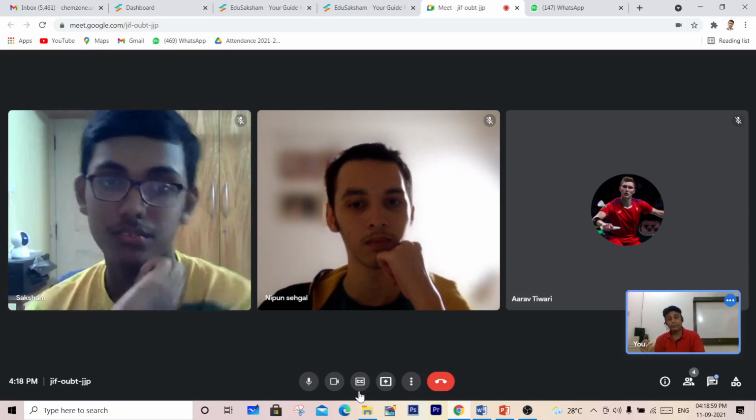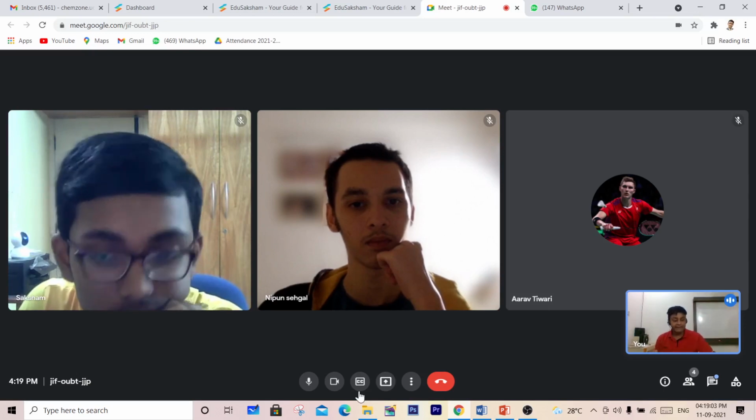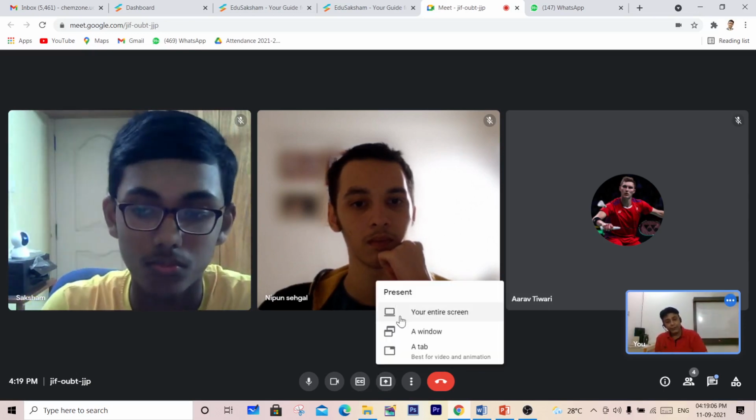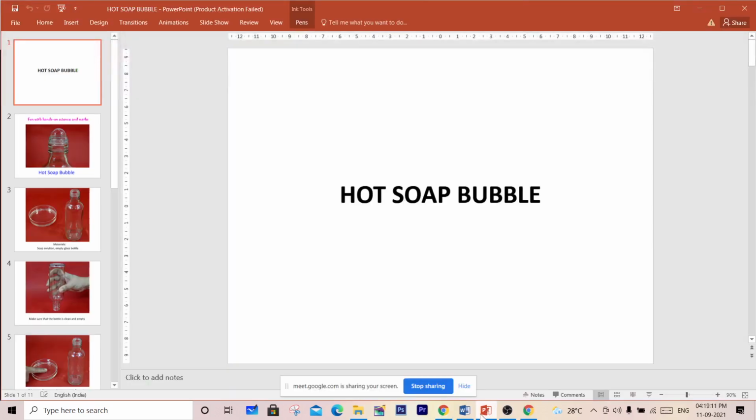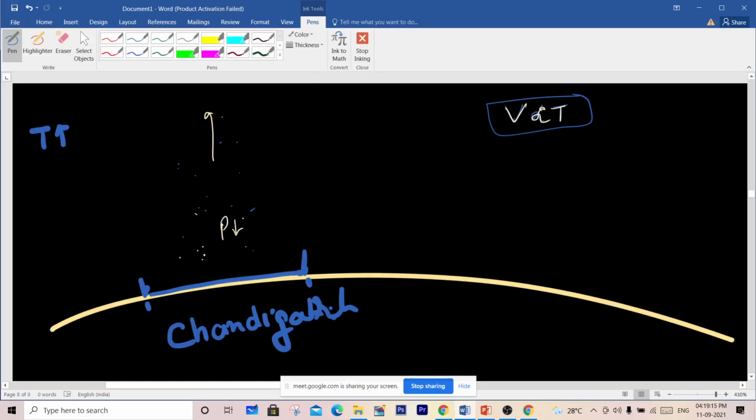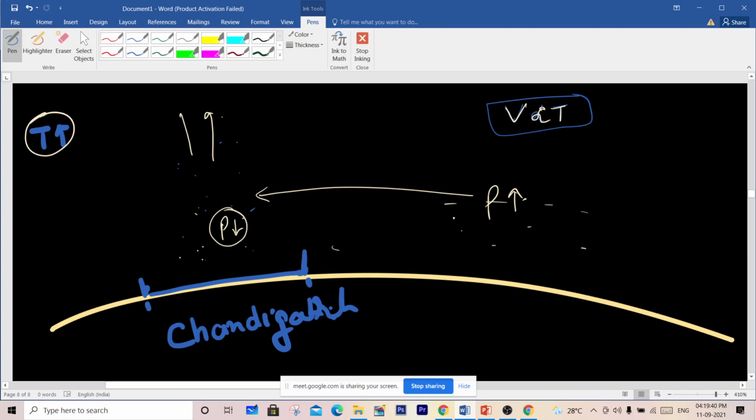Now, another point. Similarly, if I share my screen with you, in this region today the temperature is high. The air will occupy more volume, and that is why the pressure will decrease. And in the other region, outside Chandigarh, where the pressure of the air is high, air will move from the region of high pressure to the low pressure.